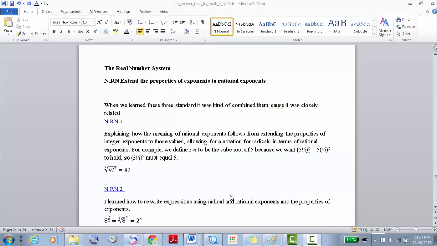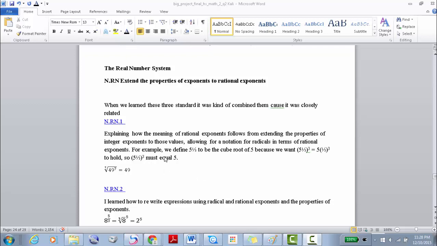So the next few standards are N-RN, which is extending the properties of exponents to rational exponents. They're about the real number system. When we learned about this, it was combined. I tried to separate them, but I'm not sure if it worked out very well.